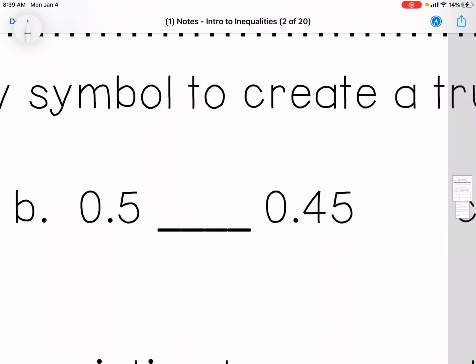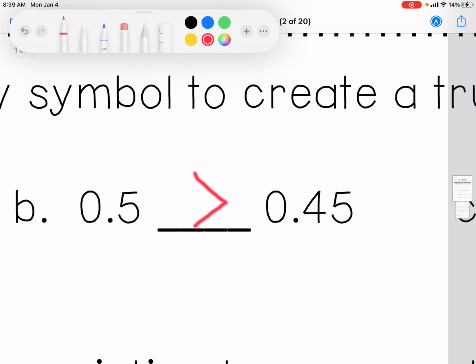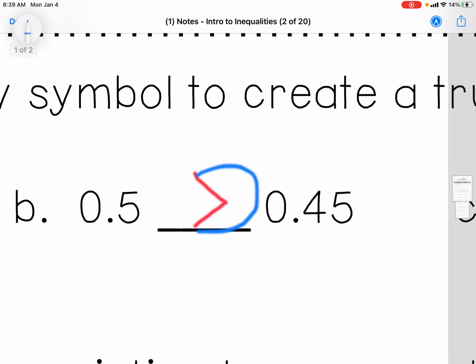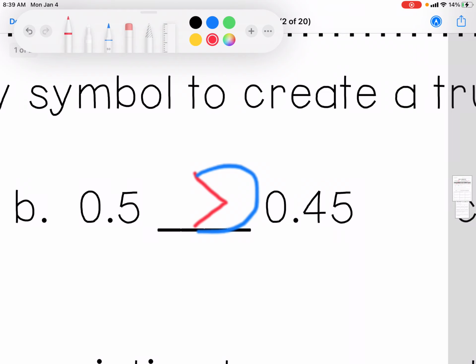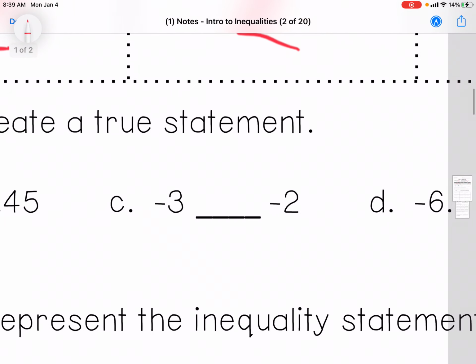0.5 and 0.45. Which one is larger? Which one is greater? That one is greater. How do I know to put it that way? Think of it as Pac-Man, and he eats the larger number. All right. Which one of those numbers is larger, -3 or -2? -2. It's furthest to the right on the number line.